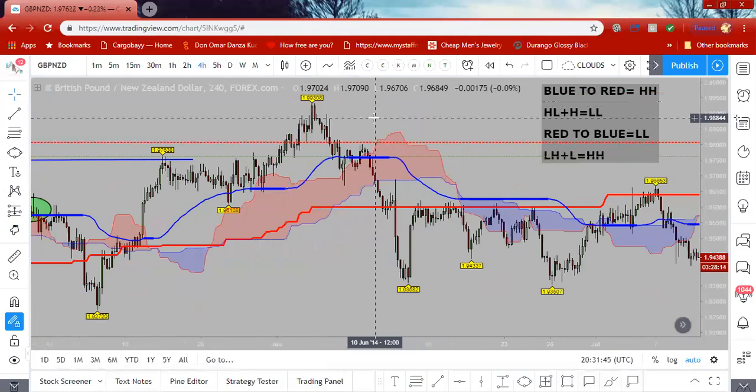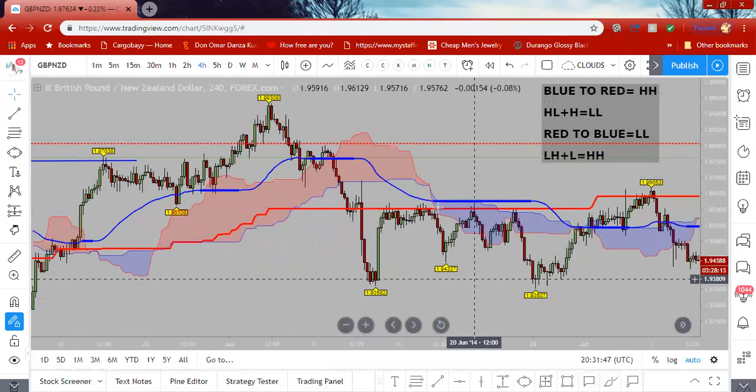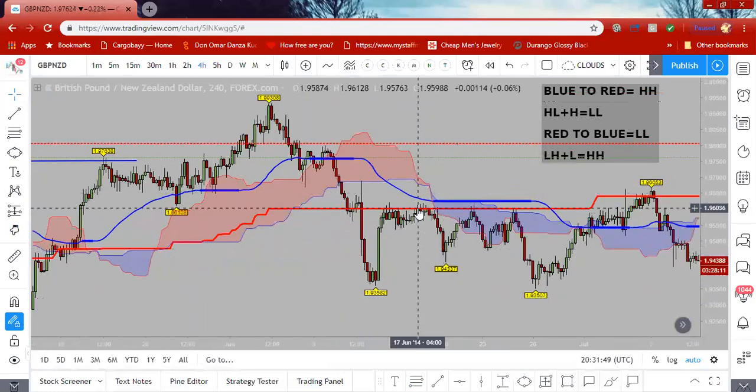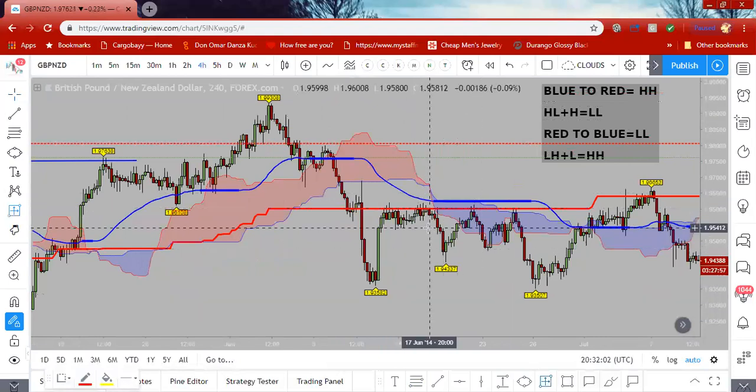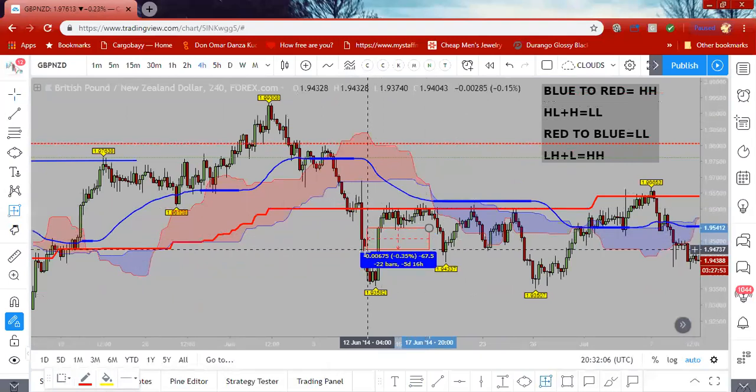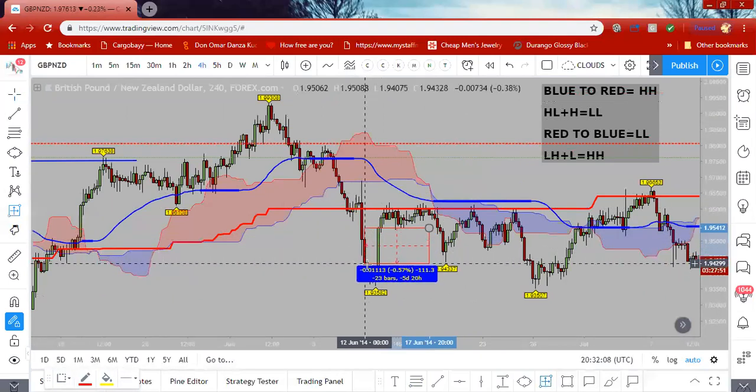Now I'm actually missing a step that I usually do. With the benefit of the clouds, you're going to be seeing these moves ahead of time. You're going to see the cloud crossover ahead of time. So usually when I see the cloud crossover, I automatically draw this. Take this 21 candles out.